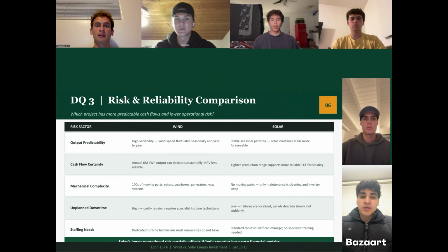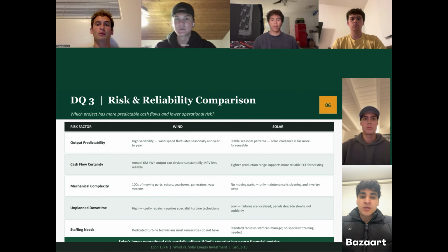Starting with output predictability. Solar has a clear advantage here. Solar irradiance follows fairly stable seasonal patterns, so you can forecast annual production with reasonable confidence. Wind is inherently more variable. Actual year-to-year output can deviate significantly from the 6 million kilowatt hour estimate, depending on weather patterns. That variability translates directly into cash flow uncertainty.